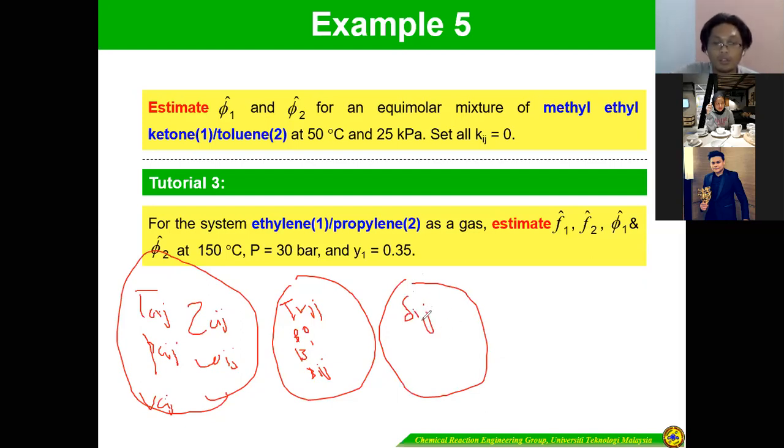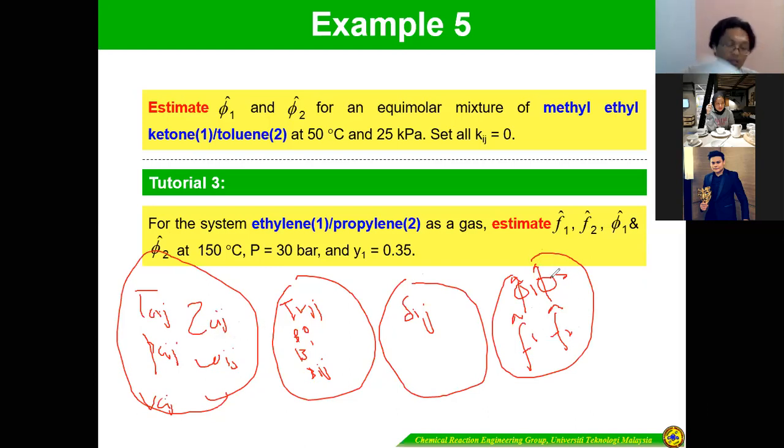Once you determine delta_ij, you can calculate phi_1, phi_2, as well as f_1, f_2. So for steps 1, 2, 3, 4, I think it's three steps; this one can be inserted here, delta. So please calculate.